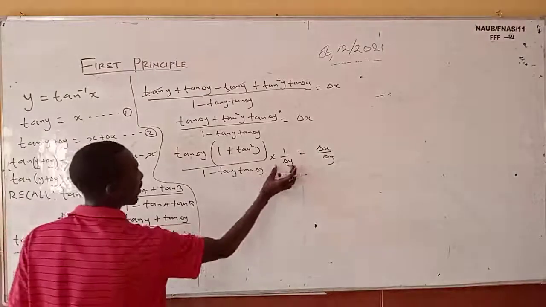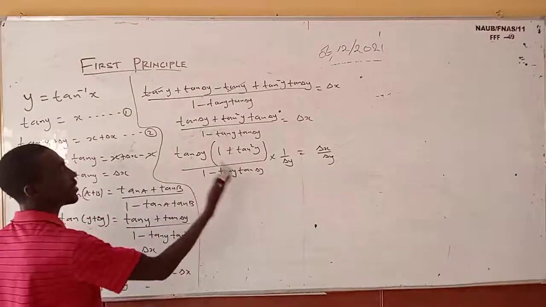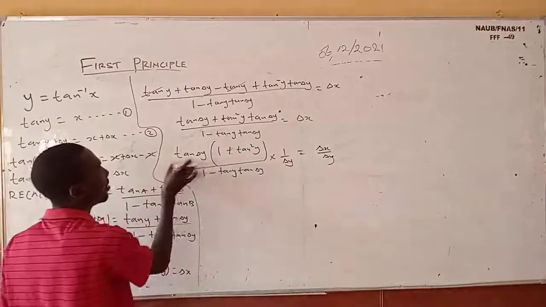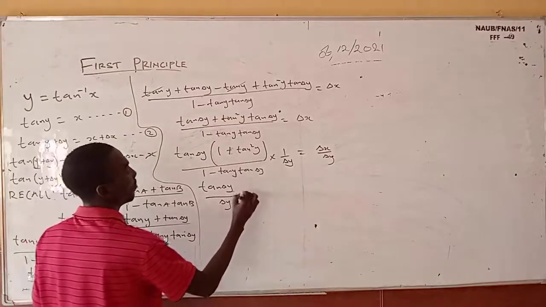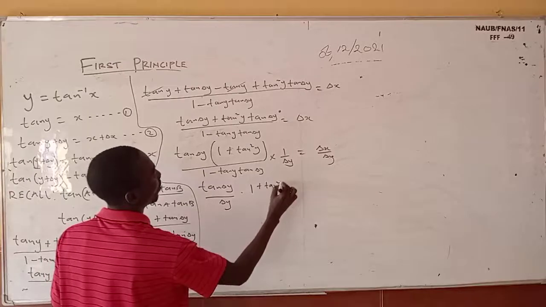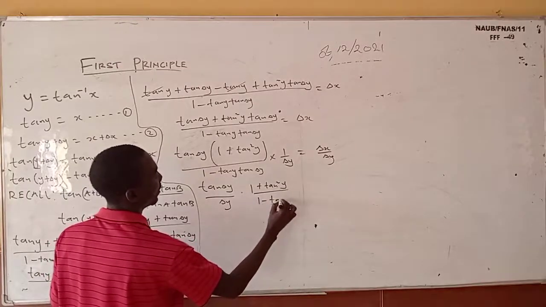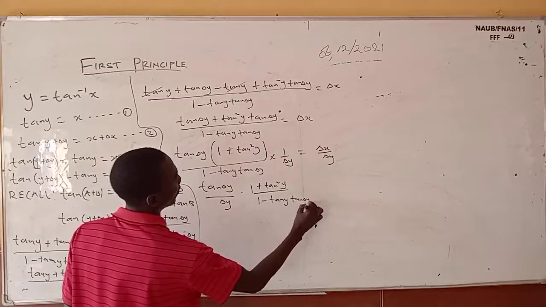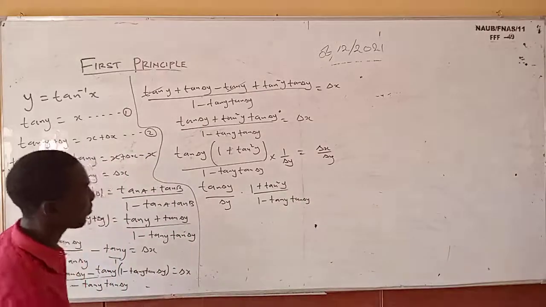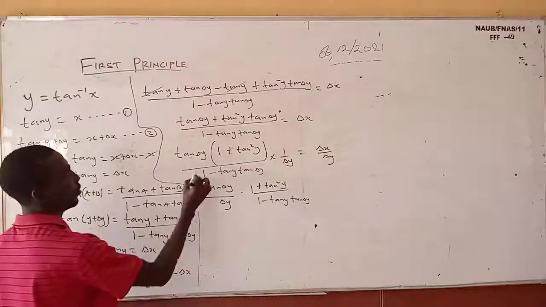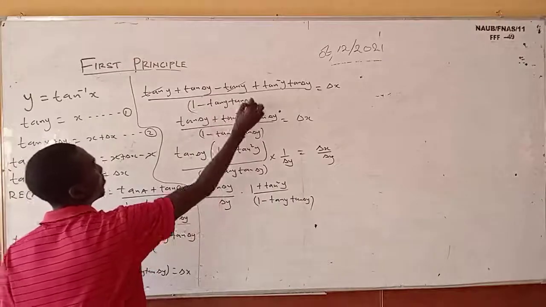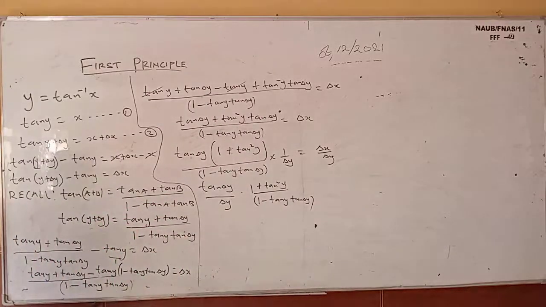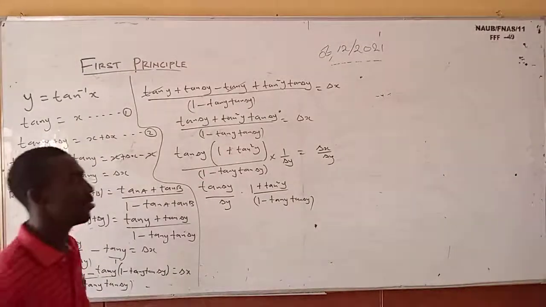So now the change in y times this. You get that? But I can decide to bring my change in y under this. So it will be like this: tan change in y all over change in y, multiplied by 1 plus tan square y all over 1 minus tan y tan change in y. Do you get that? Maybe you can just put brackets here so you will not get confused. I hope this is clear.